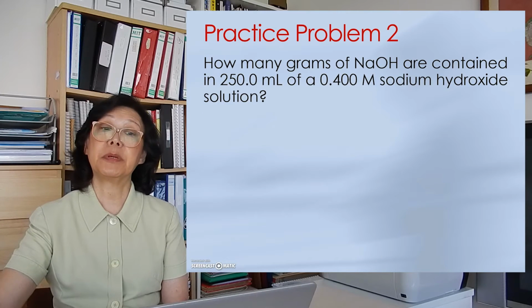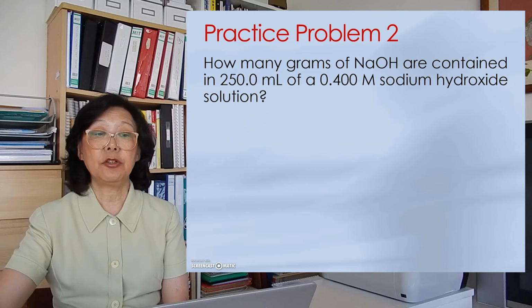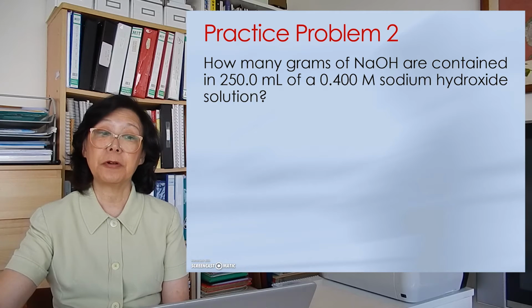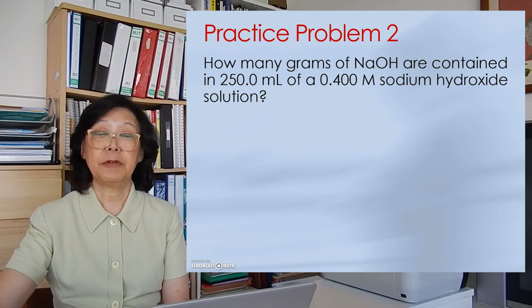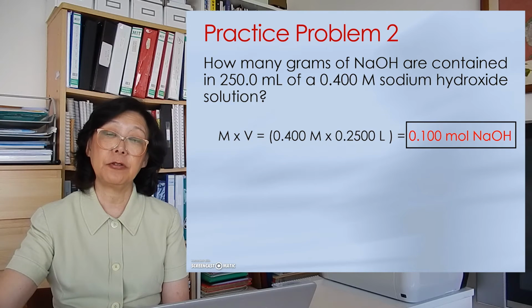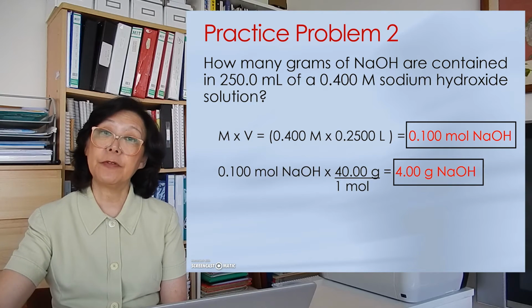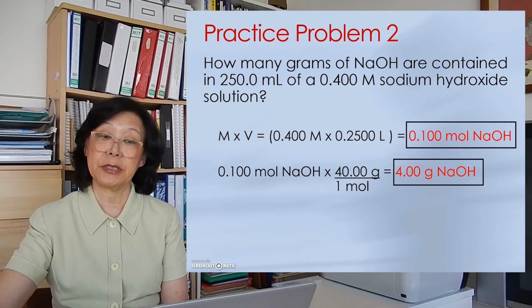Now here is problem number 2. How many grams of sodium hydroxide are contained in 250 milliliters of 0.4 molar solution? We take the molarity times the volume. And be sure that you convert the volume into liters, which is 0.25 liter. We obtain 0.1 mole of sodium hydroxide. And that's converted into 4 grams of sodium hydroxide.